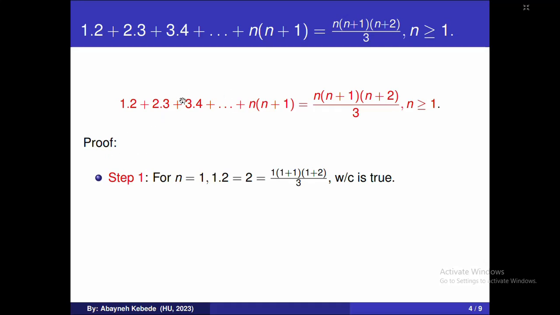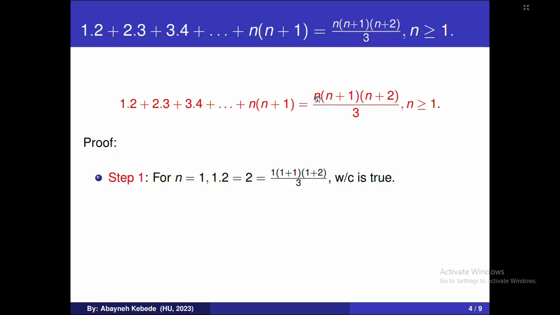Students, to prove these expressions using the principle of mathematical induction, we use the following three steps. The first step is to check whether the given expression is true for n equals 1. That means for n equals 1, here we have 1 times 2.